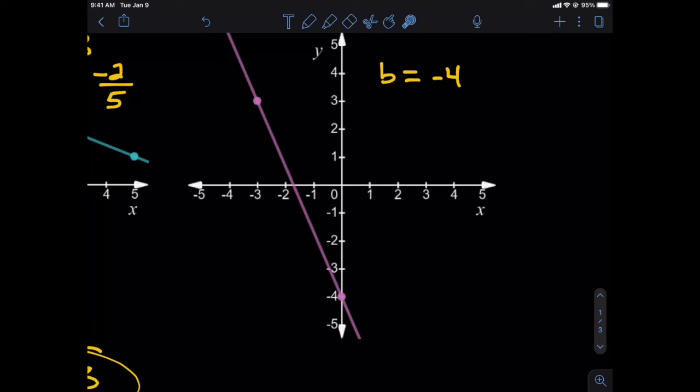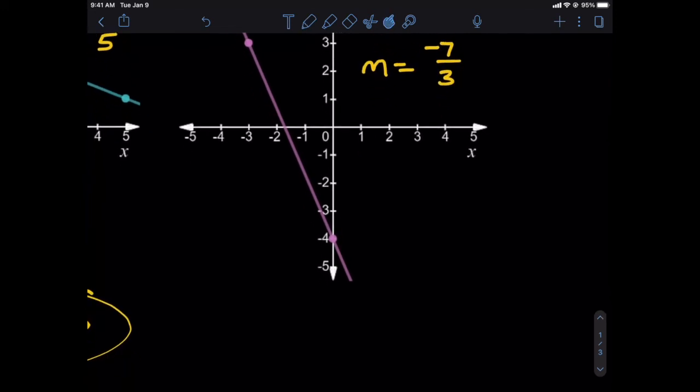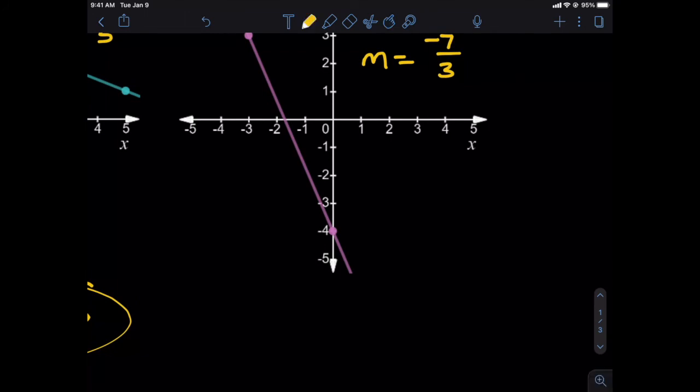Now we look for rise over run. We're moving down 1, 2, 3, and then 4, 5, 6, and 7. Our rise is -7. Our run is 1, 2, and 3. This means that our m value is going to equal -7 over 3. Very good. Next thing, we put into y equals mx plus b the m and the b value that we found. This gives us the final answer of y is equal to -7 over 3x minus 4.